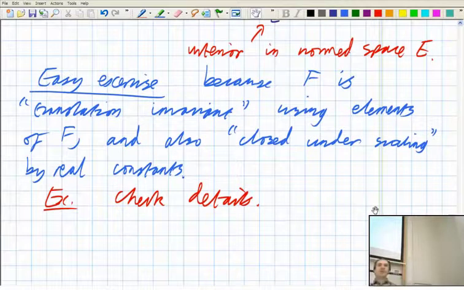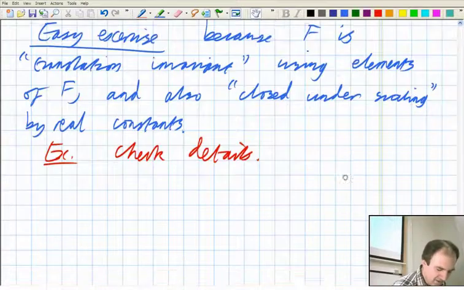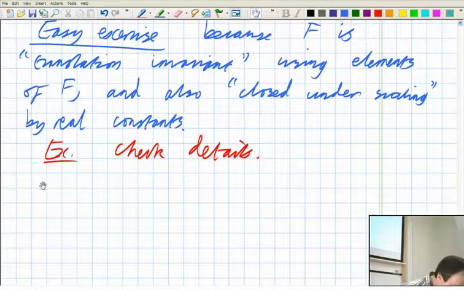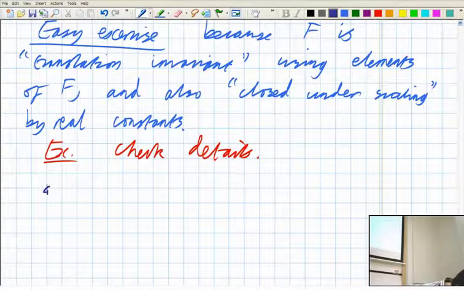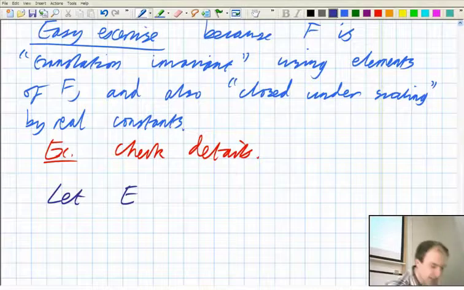And that's what we'll use. So we're going to use the closed sets version of the Baire category theorem to prove our result about countably infinite dimensional spaces. So let E be a countably infinite dimensional vector space over F.